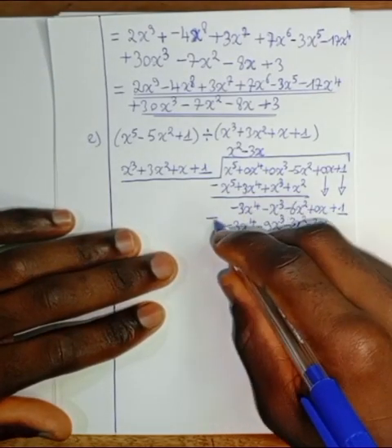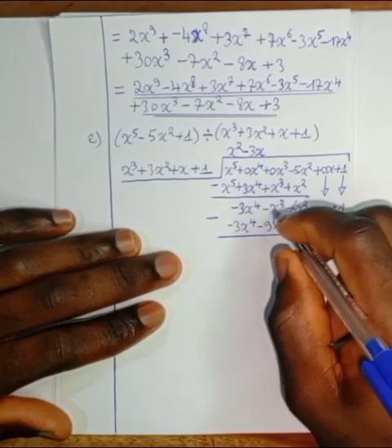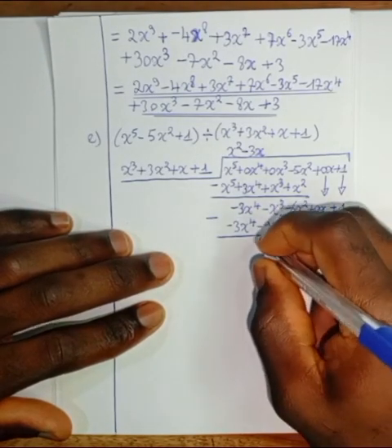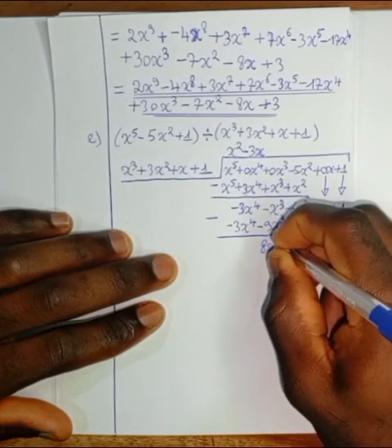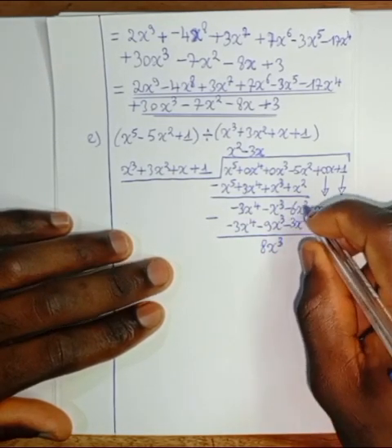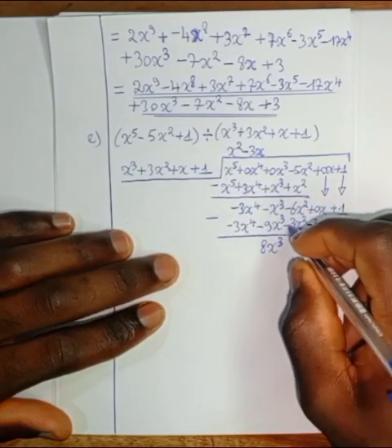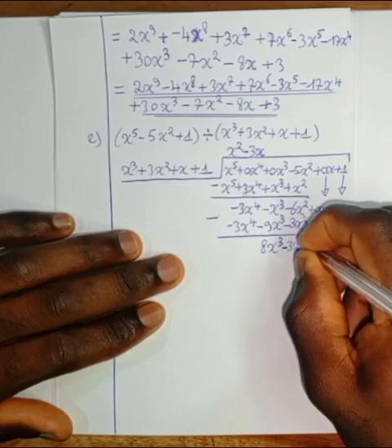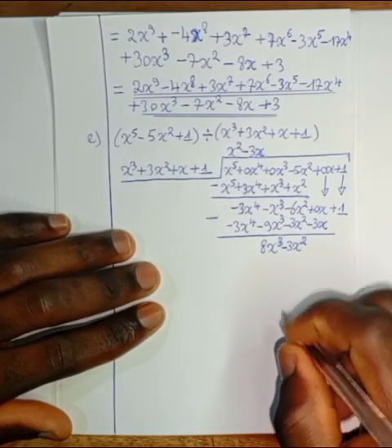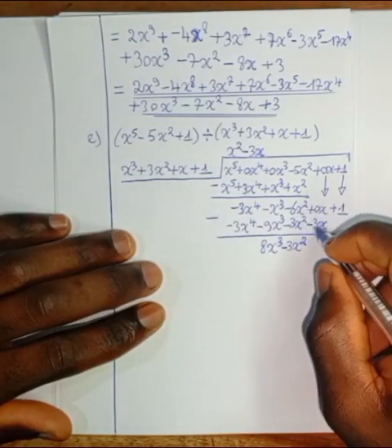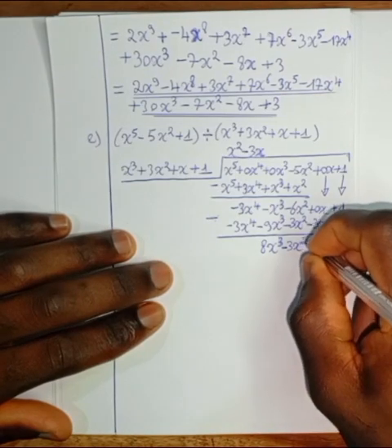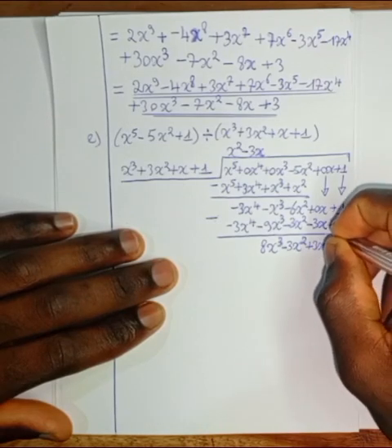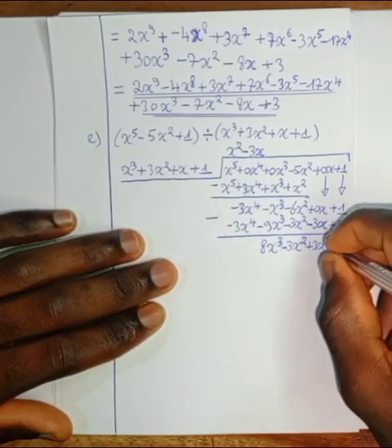Negative 3x to the power 4 minus negative 3x to the power 4 gives 0. Negative x cubed minus negative 9x cubed gives us 8x cubed. Negative 6x squared minus negative 3x squared gives us negative 3x squared. 0x minus negative 3x gives us plus 3x. Here plus 0. 1 minus 0 remains 1.